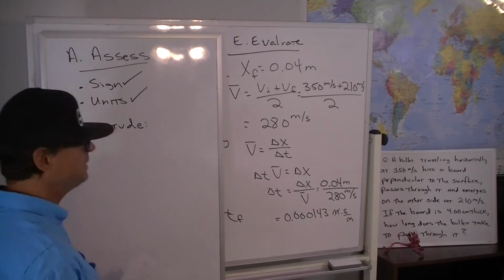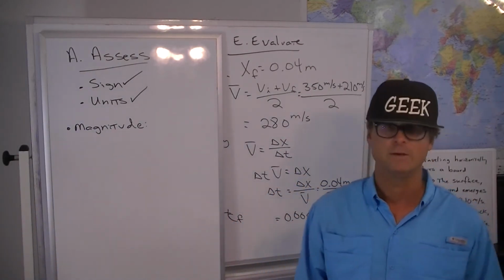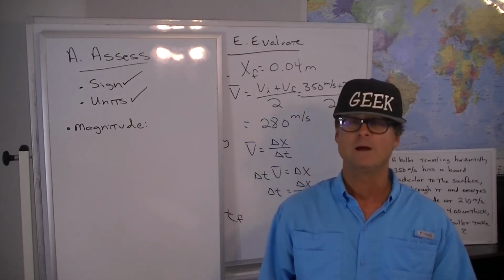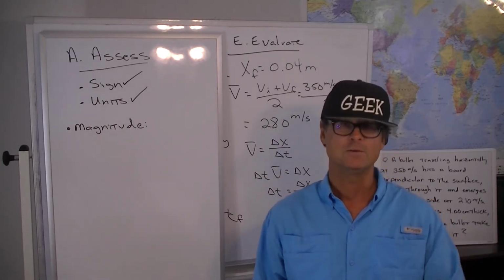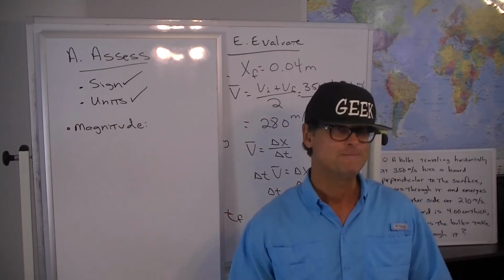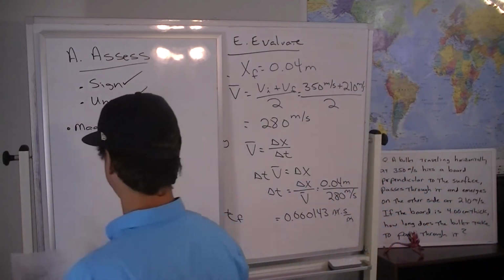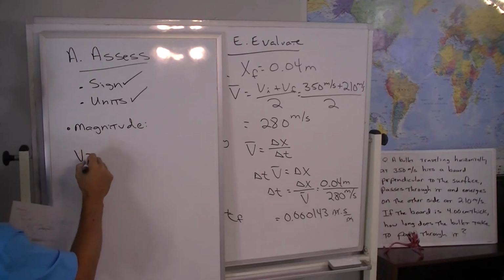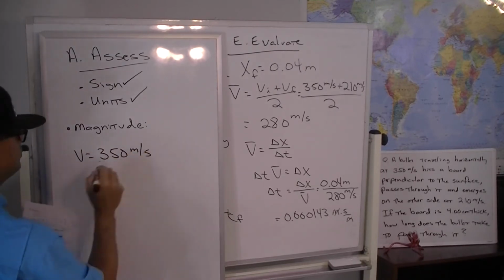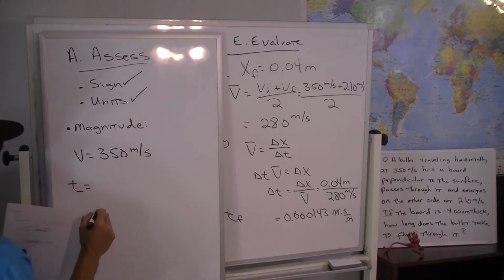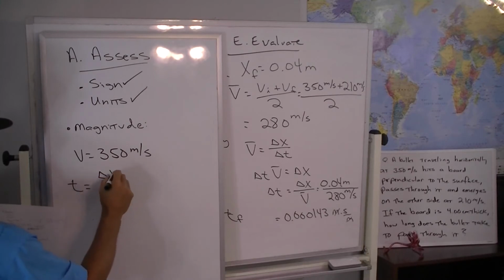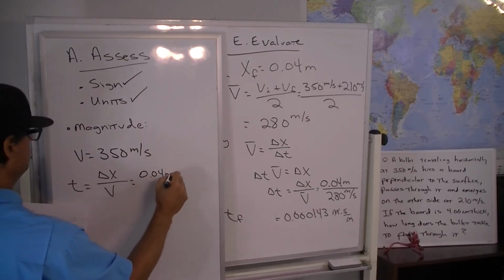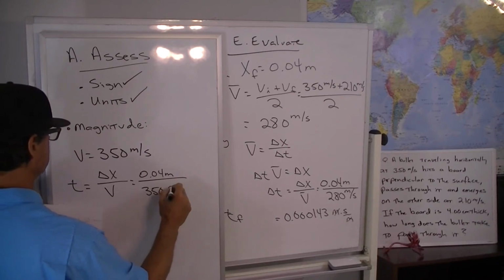My strategy here to get a ballpark on the magnitude is simply the following. Suppose the bullet didn't slow down at all. That would be an easy problem, right? So if we find the time if the bullet didn't slow down at all, that should be just a little bit faster than the time that we actually obtained as our answer. So the speed the whole way through would have been 350 meters per second. And then the time would have been the same delta x over the 350. So that would have been 0.04 meters divided by 350 meters per second.